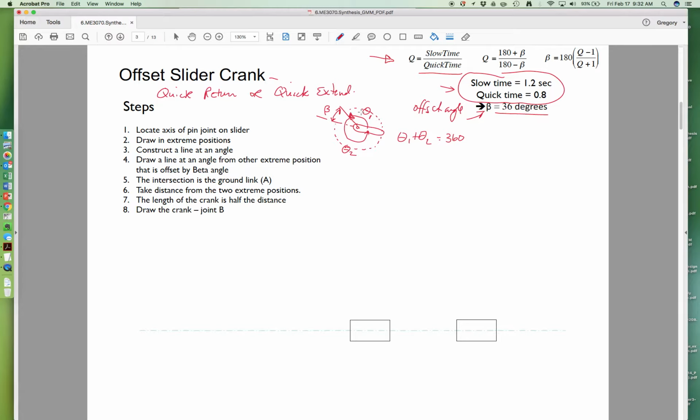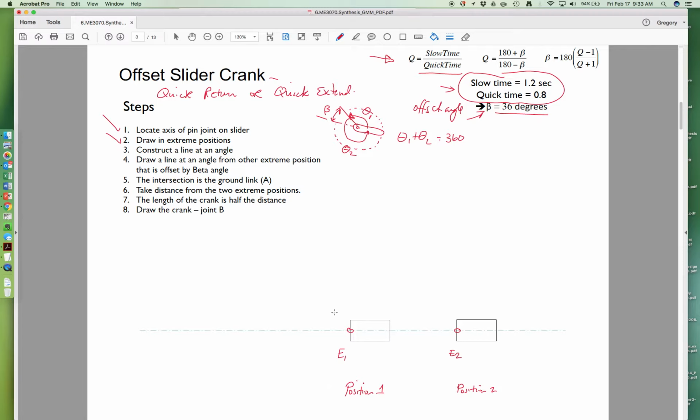So in order to synthesize this offset slider crank, the first thing that we'll do is we'll locate the axis of a pin joint on the slider. Okay, so in this case, we will locate this axis of the pin joint. We will call this E1, and we will call that joint E2. So this really is position 1, and this is position 2. So we've got that done. The next thing we do is we draw this joint in its two extreme positions. So this is the furthest the slider will move to the left, and this is the furthest the slider will move to the right. And so that's a pin connection E1 and E2.